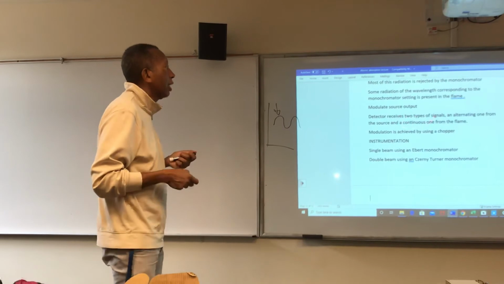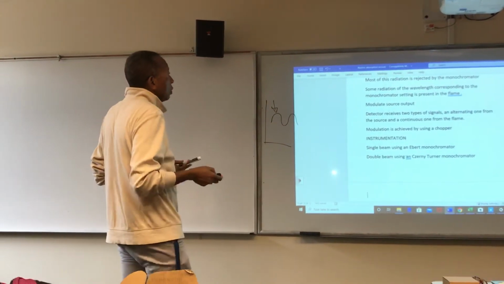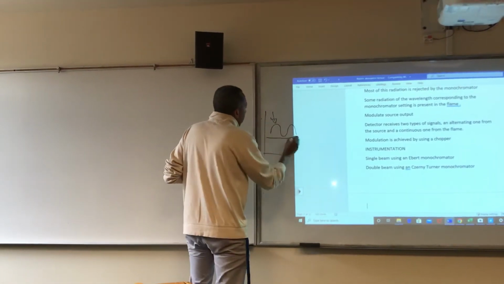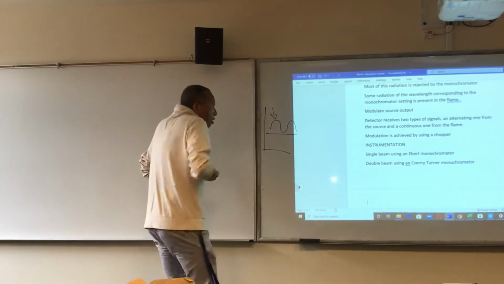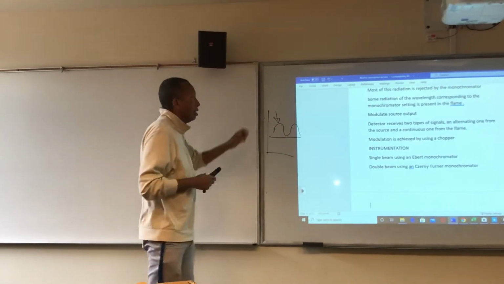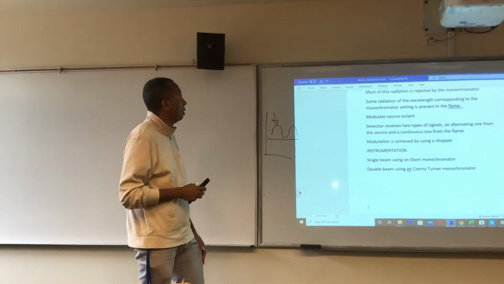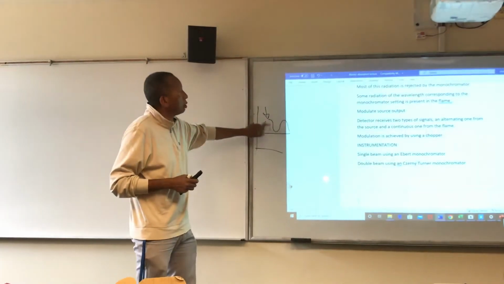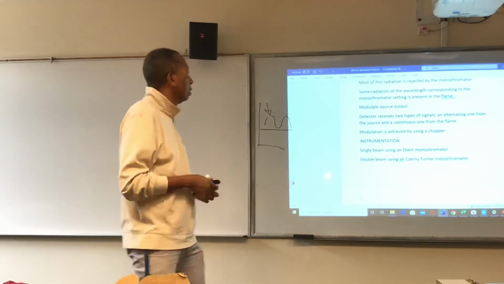We see here the detector is going to get two types of signals, an alternating one and a continuous one. In the flame, the detector is going to be seeing something like this, and it's also going to be seeing something like that, a continuous one. They won't be separated, one on top of the other, but let's have it separated for you to understand it better. What's going to happen is we're going to lock into this one and ignore that. There's still some of this in there, but that's another issue.